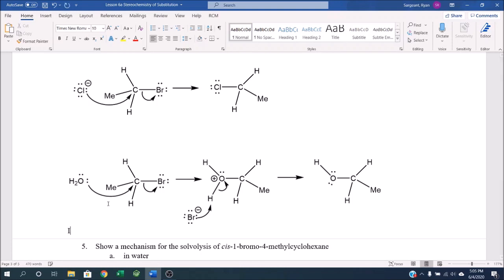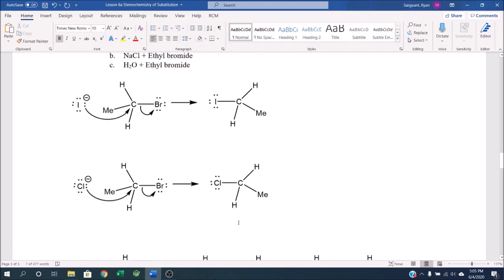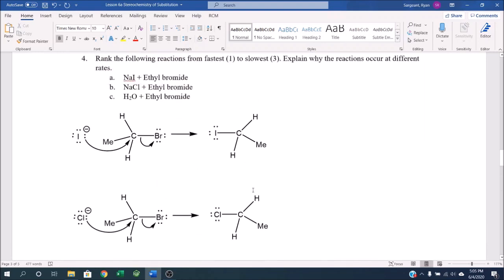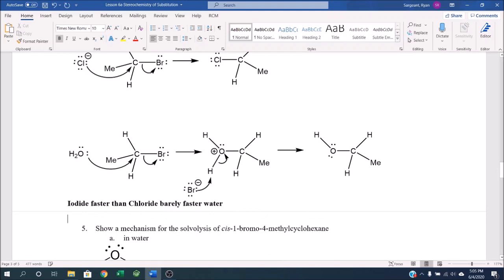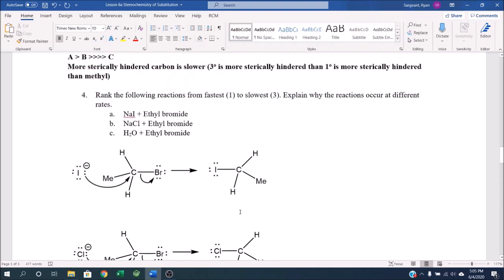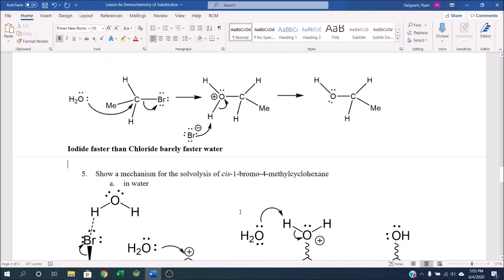So we would say that iodide is faster than chloride, is faster than water. And we should probably put barely. Chloride is actually barely faster than the water. You never want to underestimate the sneakiness of water. And so that's the explanation. It asked us to explain why the reactions occur at different rates, but we do need to have a clear ranking system. So the iodide is letter A, letter B is the chloride, and letter C is the water. So A is faster than B, is barely faster than C.